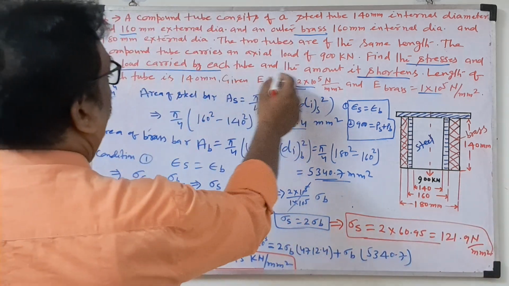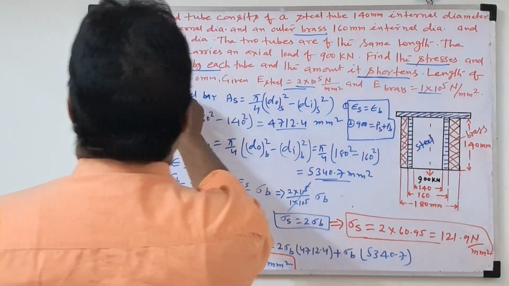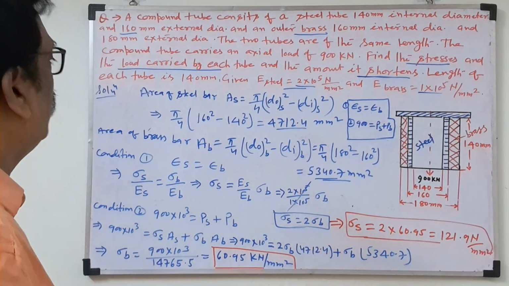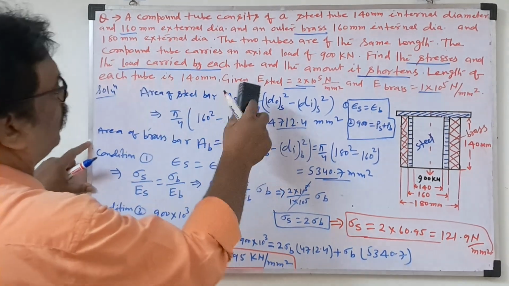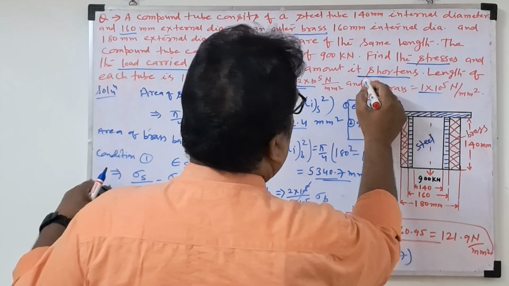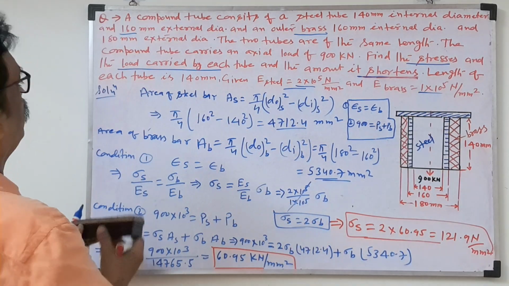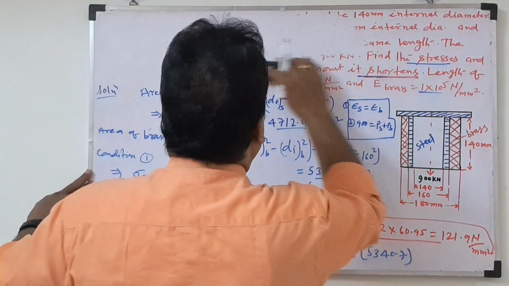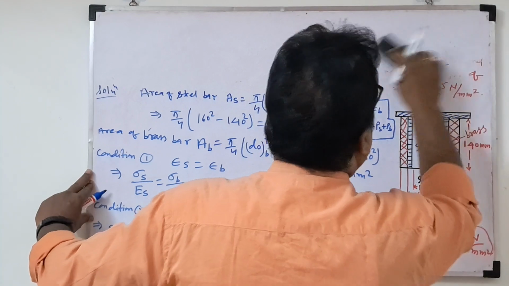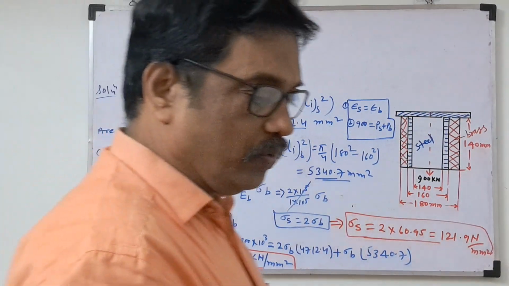Now they are asking for the load carried by each bar, so we have to calculate the load. Let me review the problem: we have to find the load carried and the shortening, which means the reduction of the length. These two are unknown. So first we'll find the load carried.